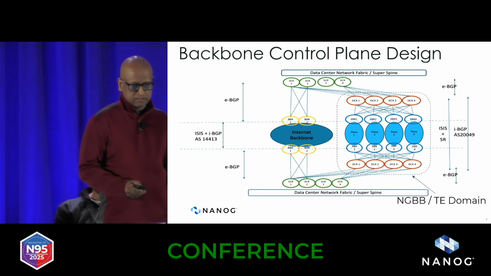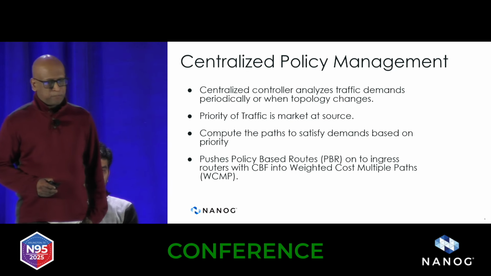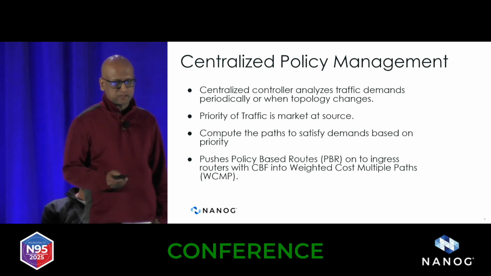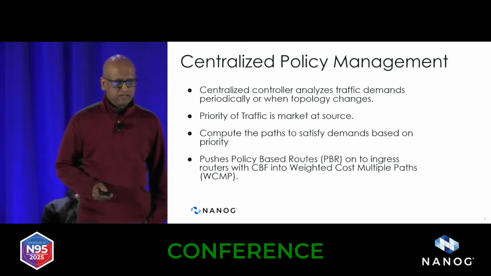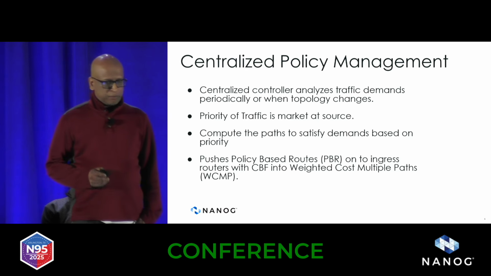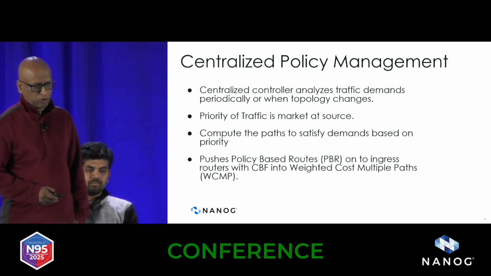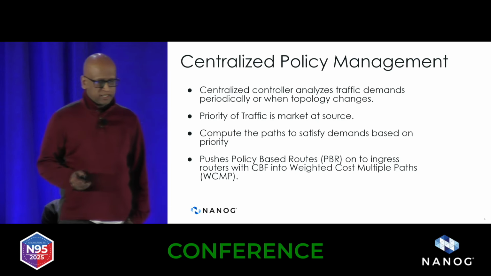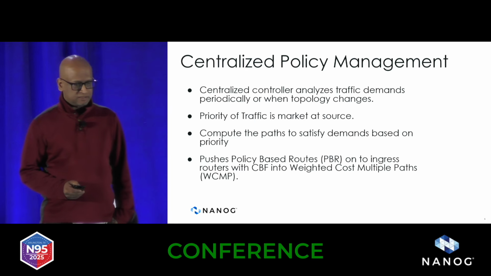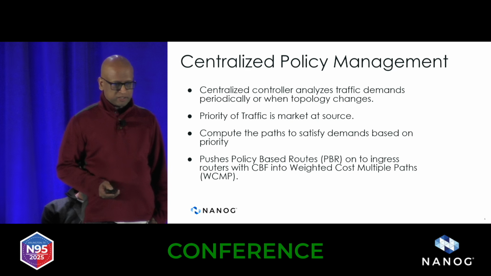How does it look on a router, right? So this is centralized policy management. The centralized controller analyzes the traffic demands periodically, and when topology changes, it computes the paths to satisfy the demands based on the priority. It pushes the policy-based route onto the ingress router, which was shown in the previous diagram as red circles, with class-based forwarding into weighted cost multipath.